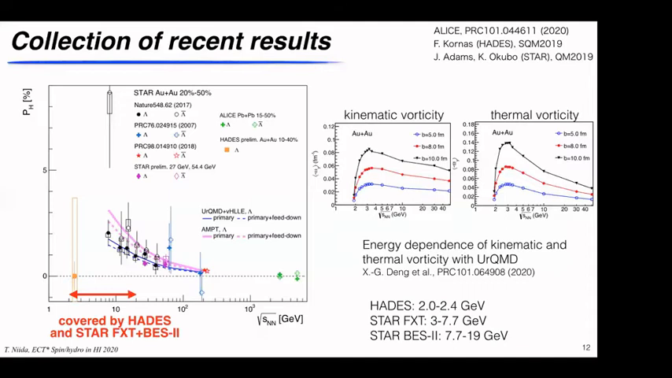And for this, especially at the lowest collision energy, in addition to the STAR fixed-target mode, the BES-II data can also probe this energy, especially for 3 to 7.7 GeV. We are working on that, but most of the data has actually already been taken.